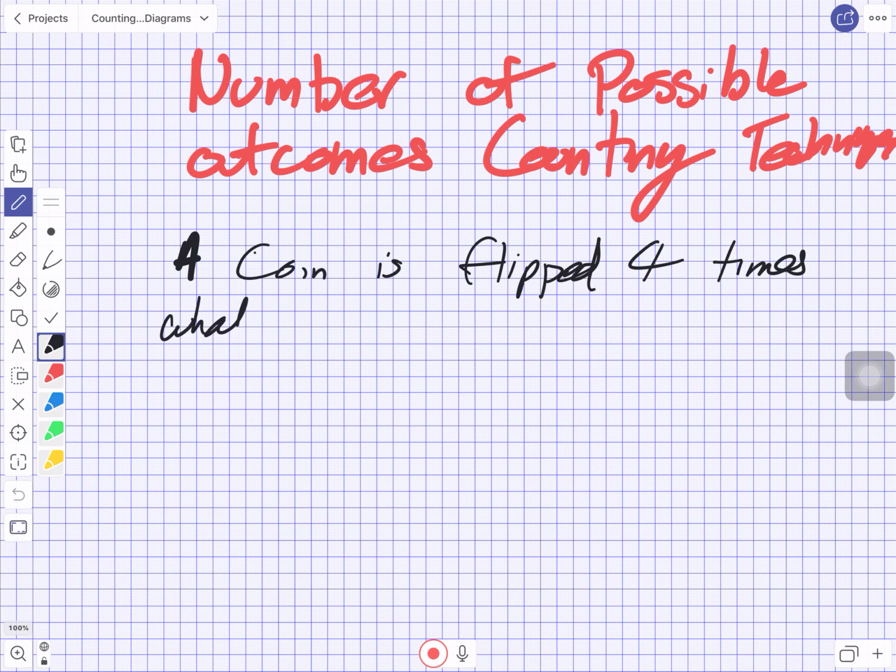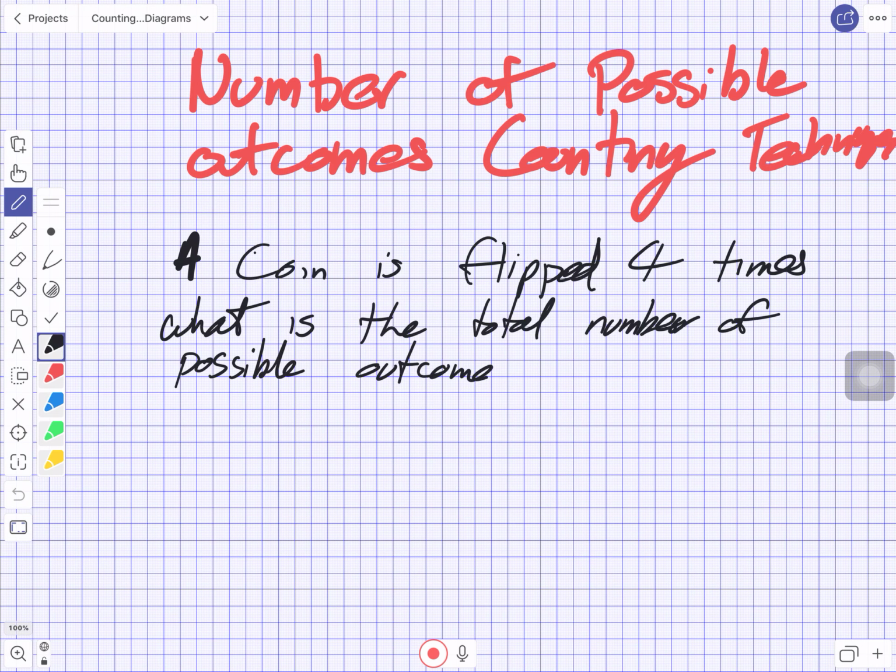What is the total number of possible outcomes? Sorry, I should have written that first. I apologize. Anyways, we read it as it was written. So what's important here? Well, we know we have a coin, so we'll highlight important information.